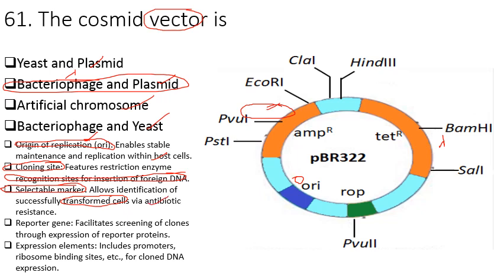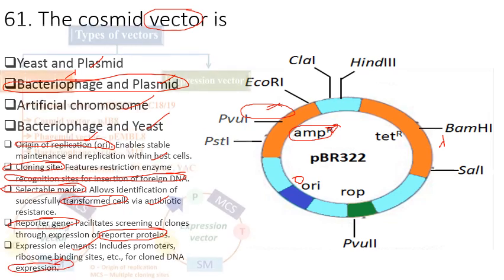For example, we have certain bacteria which have a resistance gene for ampicillin antibiotic. So ये जो gene है that will act as a selectable marker. The next, it should have a reporter gene that facilitates screening of clones through expression of the reporter gene. The next, it should have expression elements. It includes promoters and ribosome binding sites for cloned DNA expression. So these are some features that a vector should have.